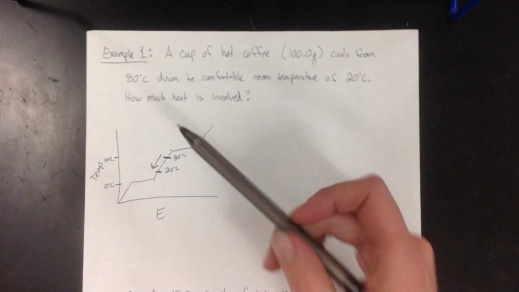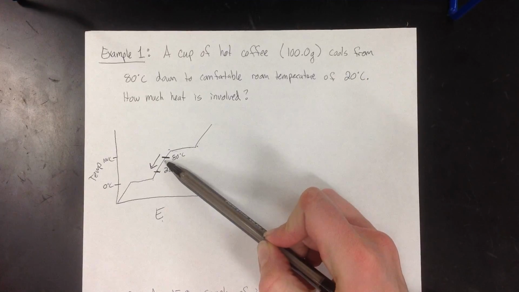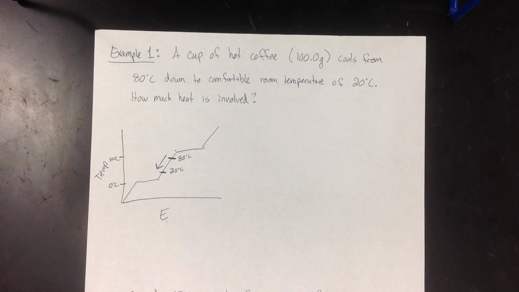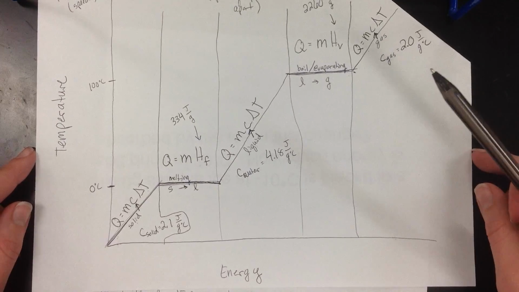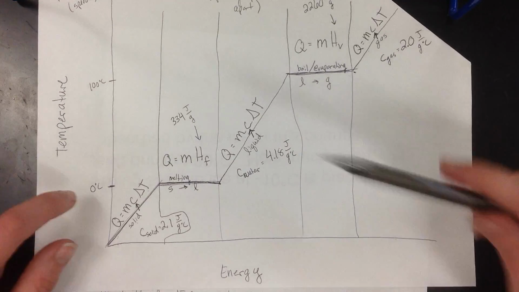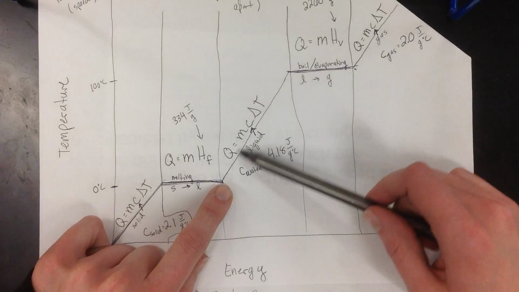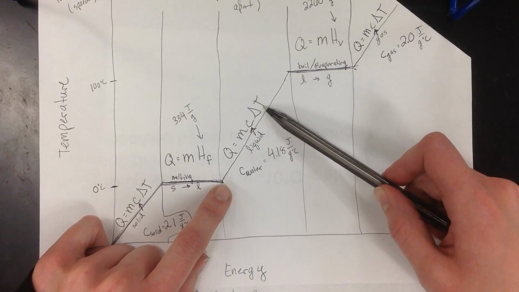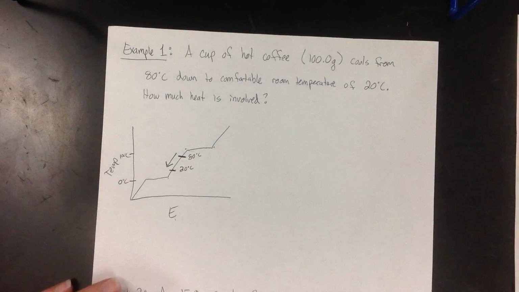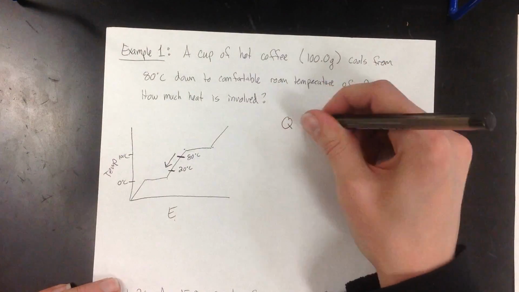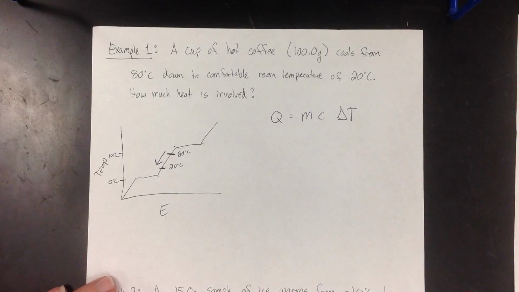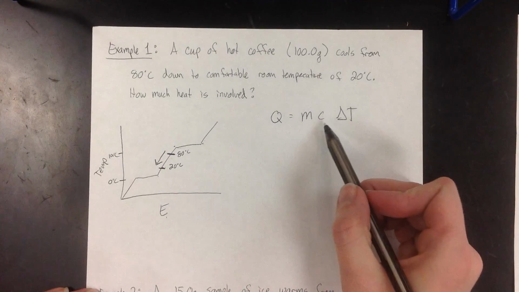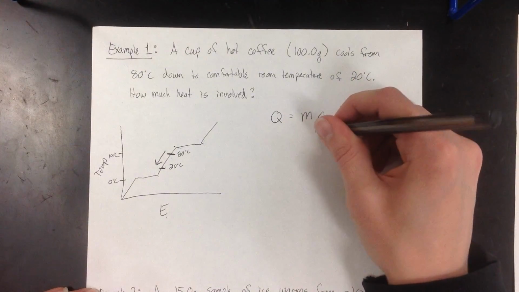Well, here I'm a liquid, in the middle region of my heating curve. So if I come over to my liquid phase between 0 and 100 degrees, I'm going to use my Q = mcΔT equation. So Q = mcΔT. And keep in mind, this c is for my liquid phase.